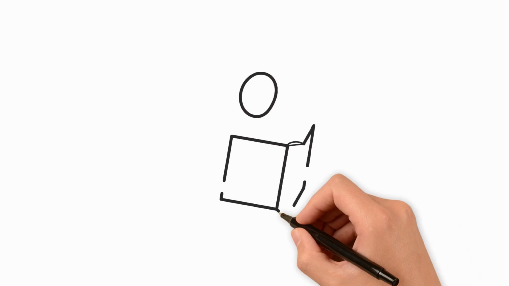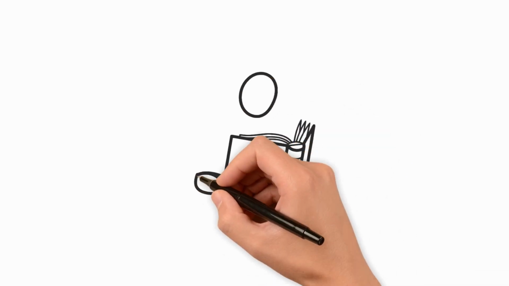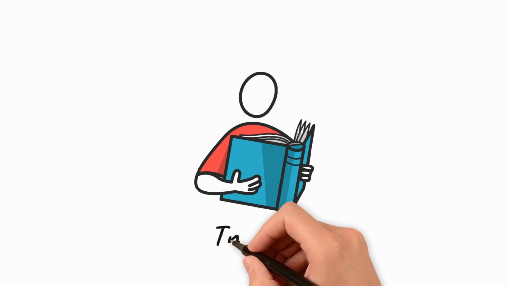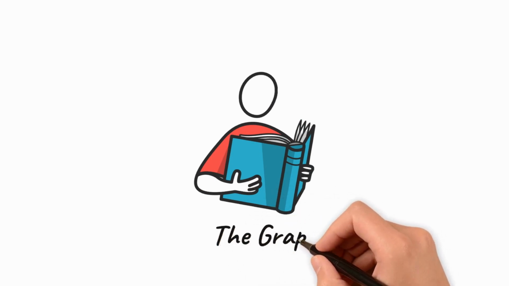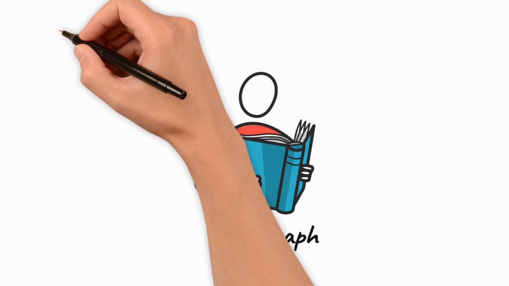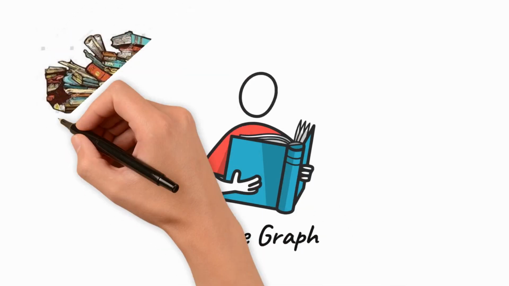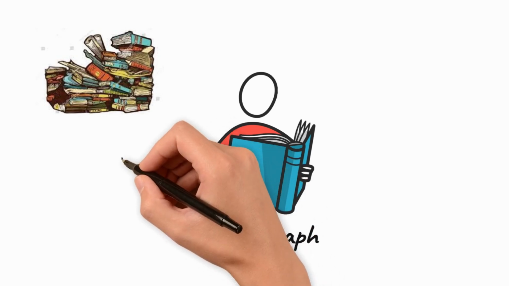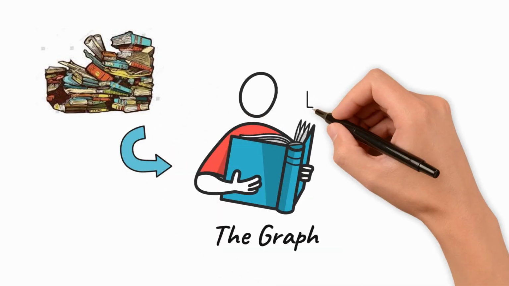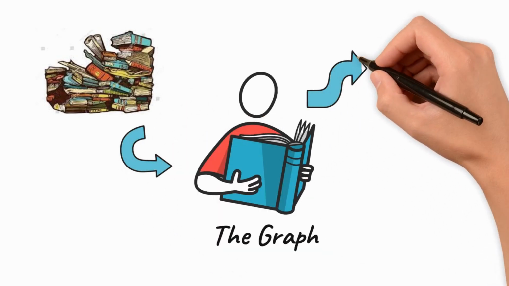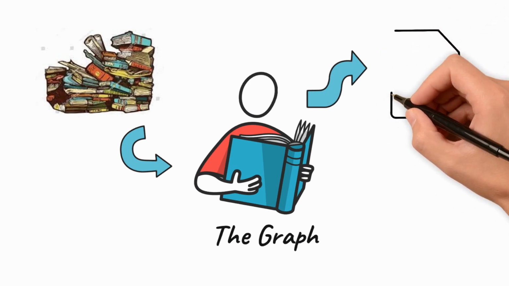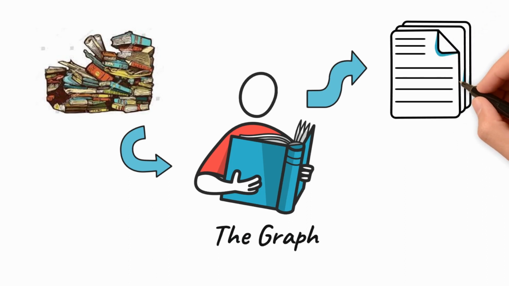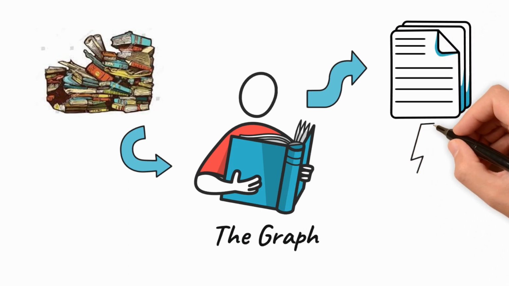This is where the Graph comes in. It acts like a super smart librarian who reads the entire messy book and organizes the information. This makes it super easy and fast to find exactly what you are looking for. So, when you want to know that particular sentence, you just ask the librarian, that is the Graph, and it quickly gives you the answer.